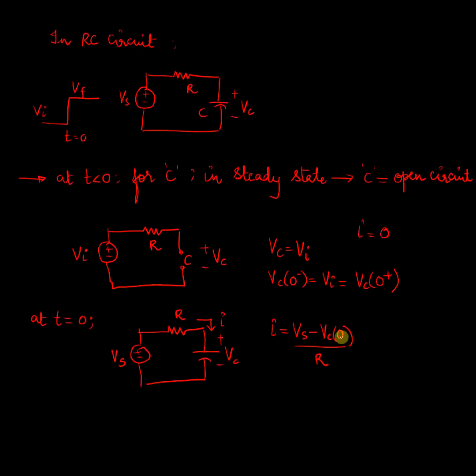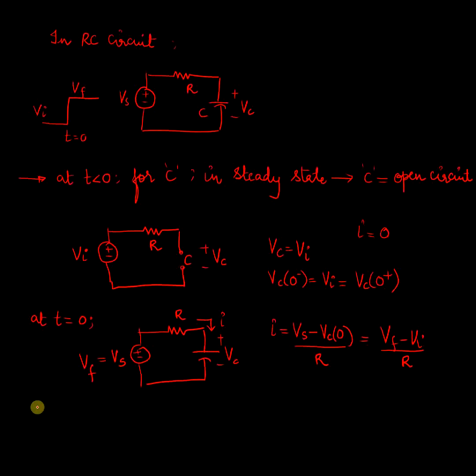I have denoted this capacitor voltage as Vc of 0 minus, which is equal to Vc of 0 plus. So I can rewrite this expression as Vf minus Vi divided by R, since now the value of Vs is going to be equal to Vf, because as we have seen here, the input voltage changes from Vi to Vf at t equal to 0.